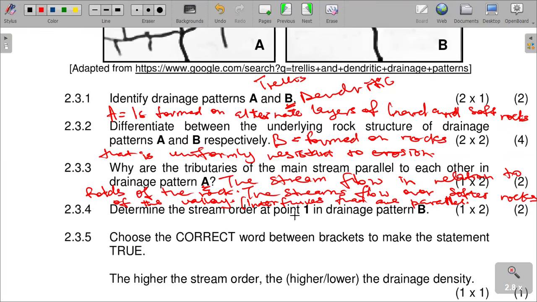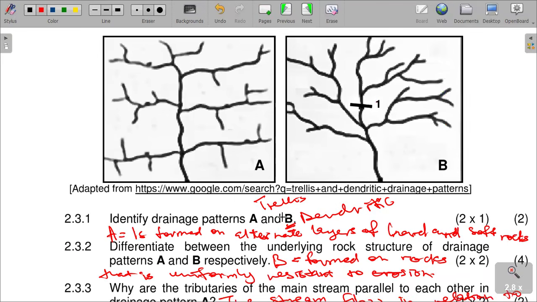Determine the stream order at point 1 in drainage B. You remember that when we are talking about stream order, we are talking about the interconnection of the streams. The streams which are catching their own waters from the catchment area are called first order streams. When streams of the same order meet together, they form the next highest order. So this one is order 1, order 1, order 1, but here we have got order 2. This is order 1 again. Order 1, order 1.